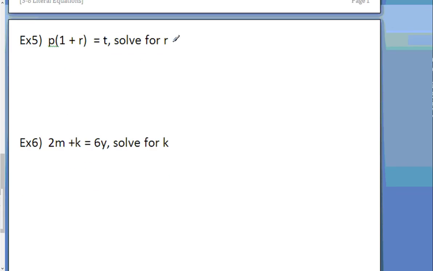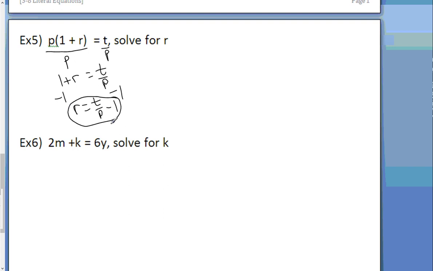In this problem, we want to solve for r. The 1 plus r is in parentheses. I could distribute the p, but it's actually smarter in this case to divide both sides by p first. So I'm left with 1 plus r is equal to t over p. I want to get r by itself, so I need to get rid of the 1 by adding a negative 1 to both sides. I'm left with r equaling t over p minus 1. And that's it. Pretty simple, right?